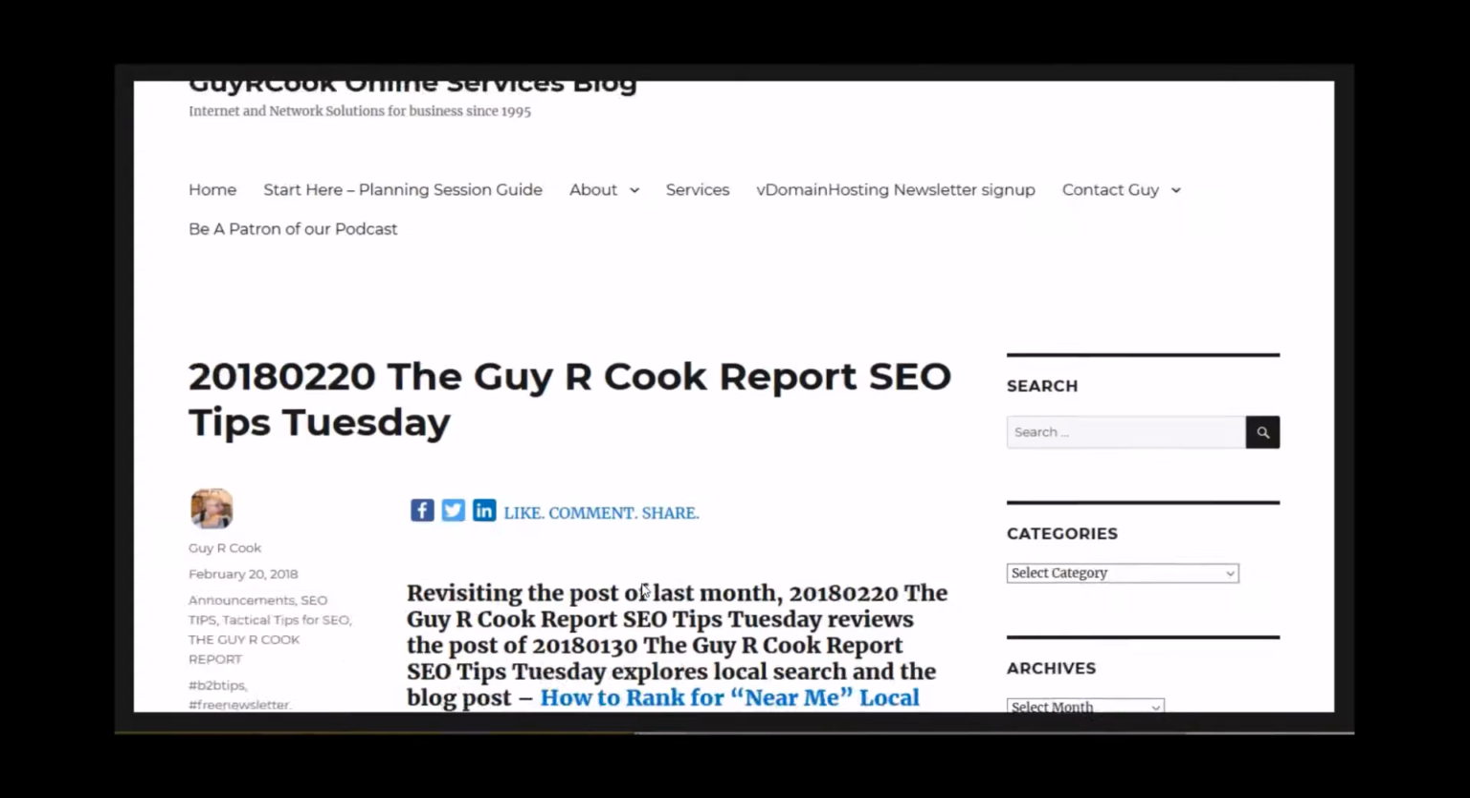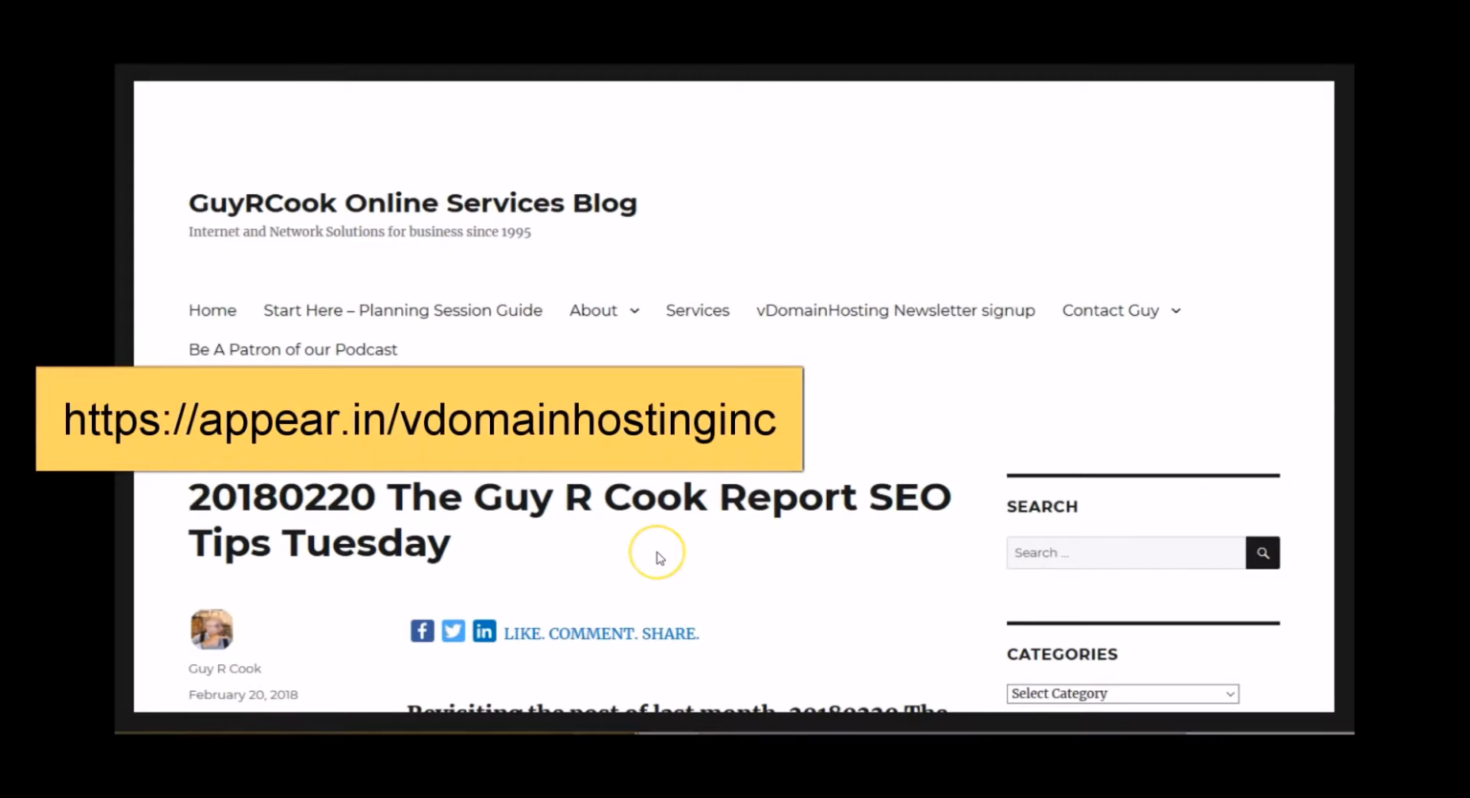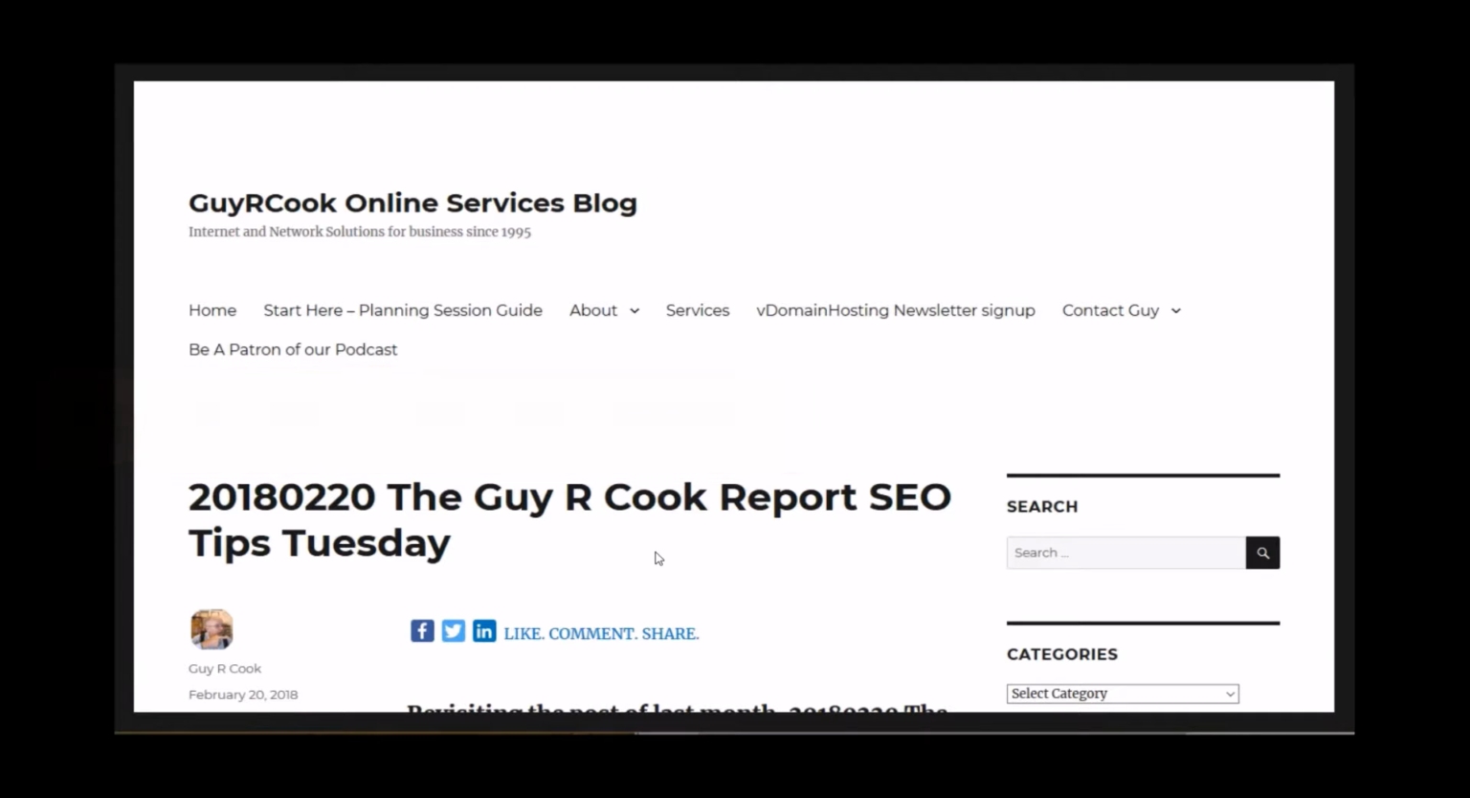And the homework is so that at 3 o'clock Greenwich Mean Time, 7 a.m. in Seattle, we're going to go to https://appear.in/v domain hosting inc. And we'll talk about it. The show is not recorded, so if there's pearls in that oyster, and the discussion, for instance, this one's talking about SEO tips, you'll want to be there at 3 p.m. Greenwich Mean Time, or you'll miss what's talked about.